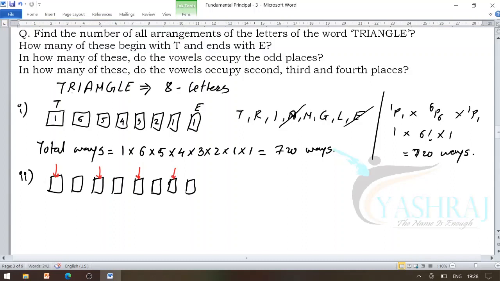Which are the vowels that occupy them? The vowels in the word triangle are A, E, I only. So 3 vowels we are having. Do the vowels occupy the odd places? 1, 3.